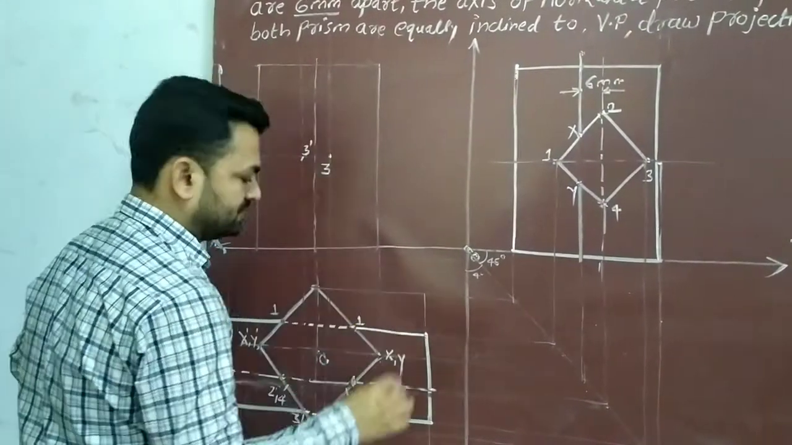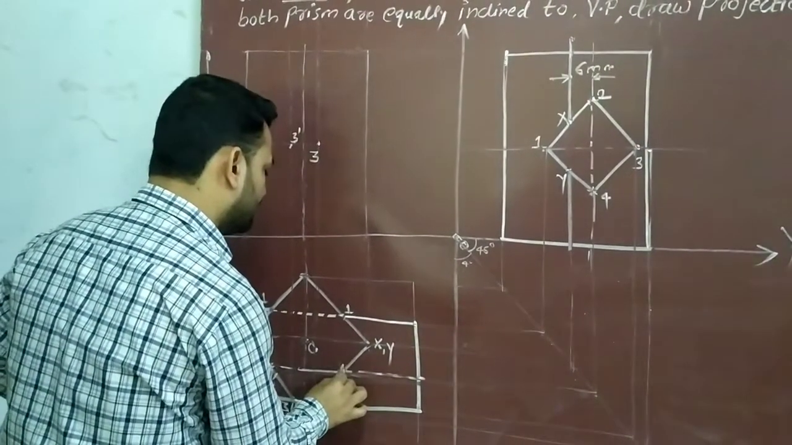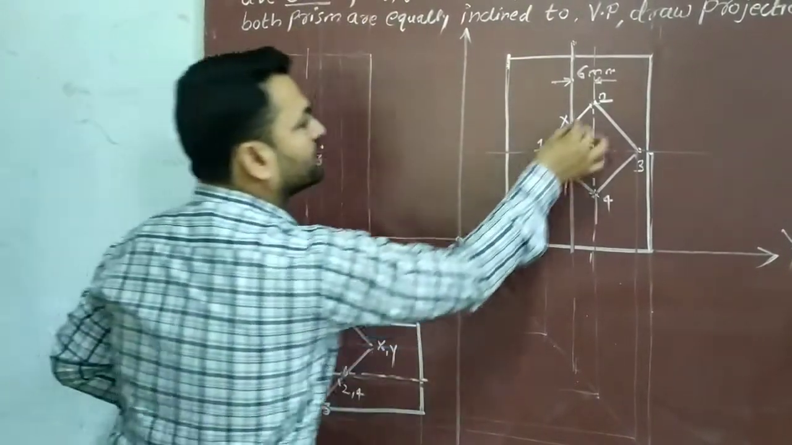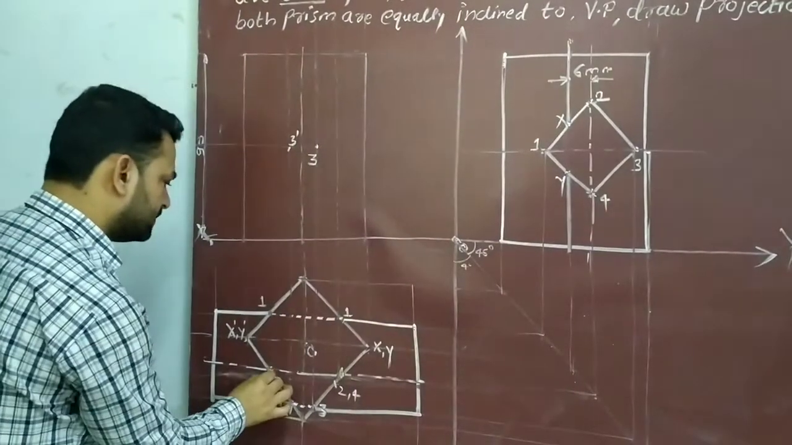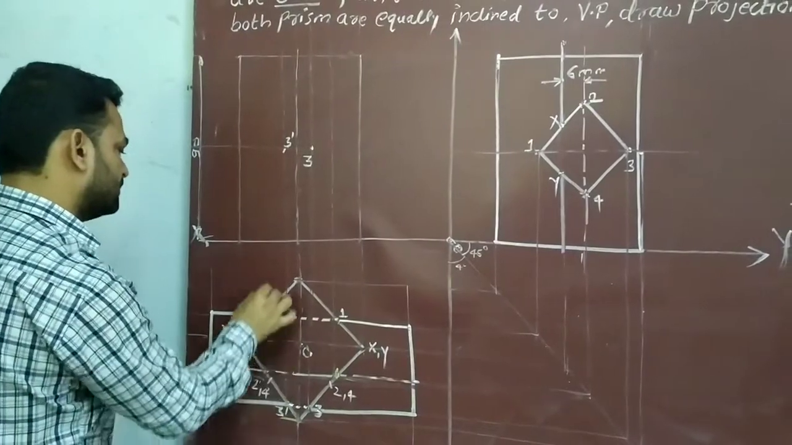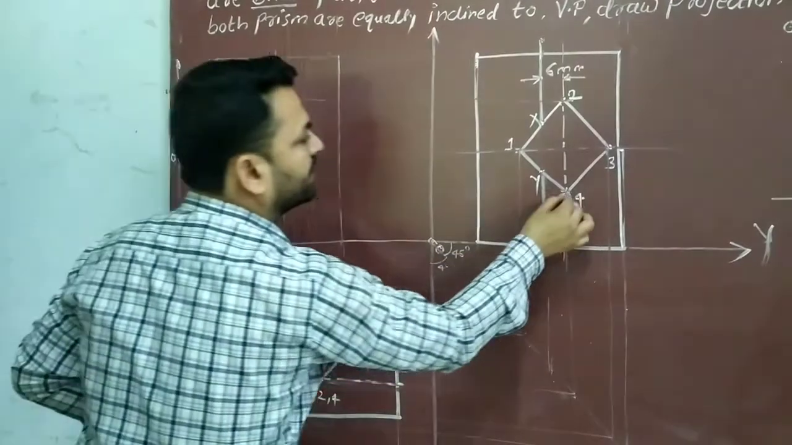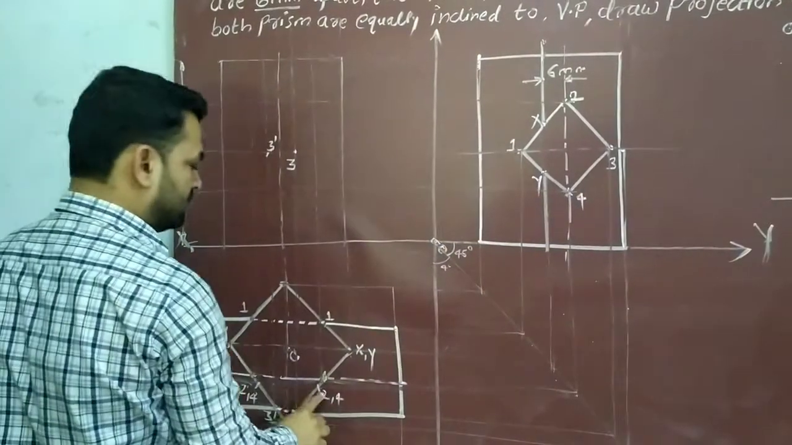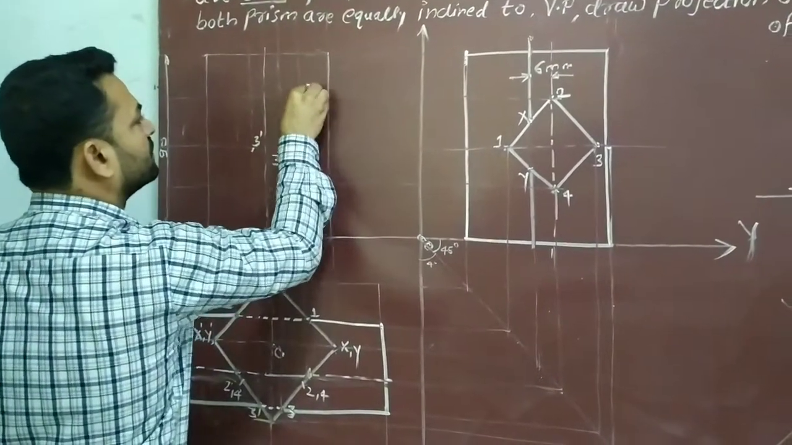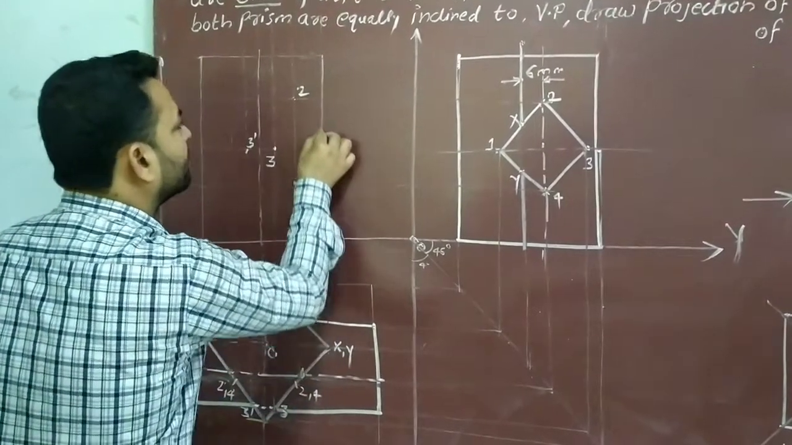Okay. Next, 2 and 4 points are there. So take projection of point 2 and point 4. This is the projection of point 2 and point 4. Here is the projection of point 2 and 4. Point 2, projection of point 4. 4 is there, so here is point 4. Here is point 2.